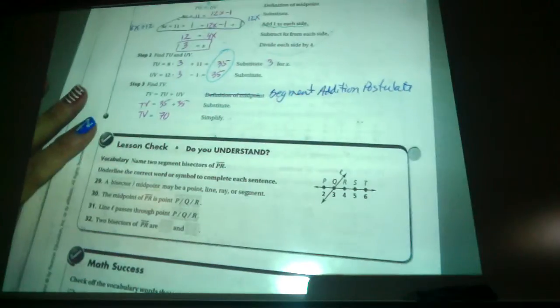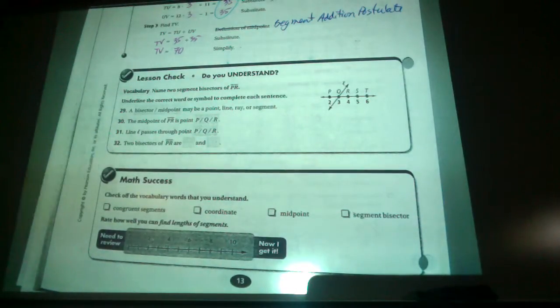And the last part is some vocabulary. So I want you to answer these questions. You've got about 1 to 2 minutes. See if you can answer them correctly after Friday's and today's lesson.